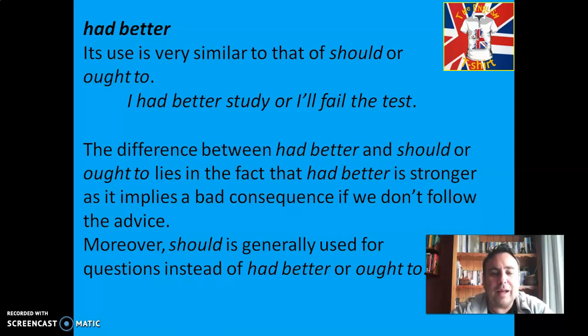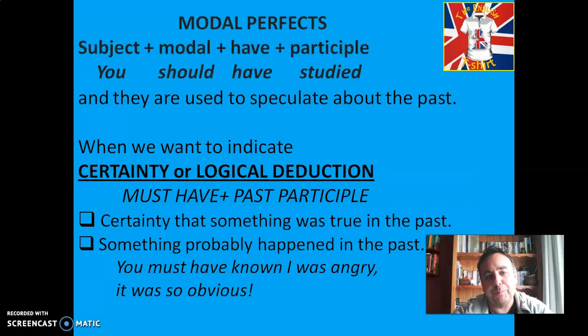The difference between had better and should or ought to lies in the fact that had better is stronger as it implies a bad consequence if we don't follow the advice. Moreover, should is generally used for questions instead of had better or ought to.